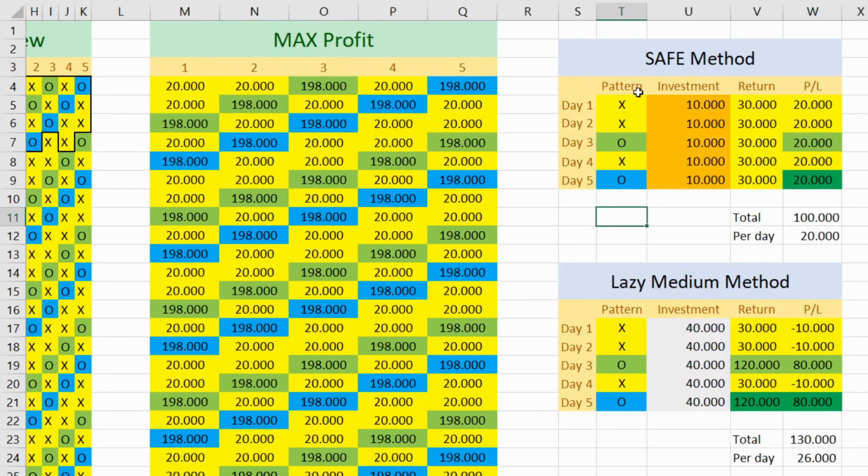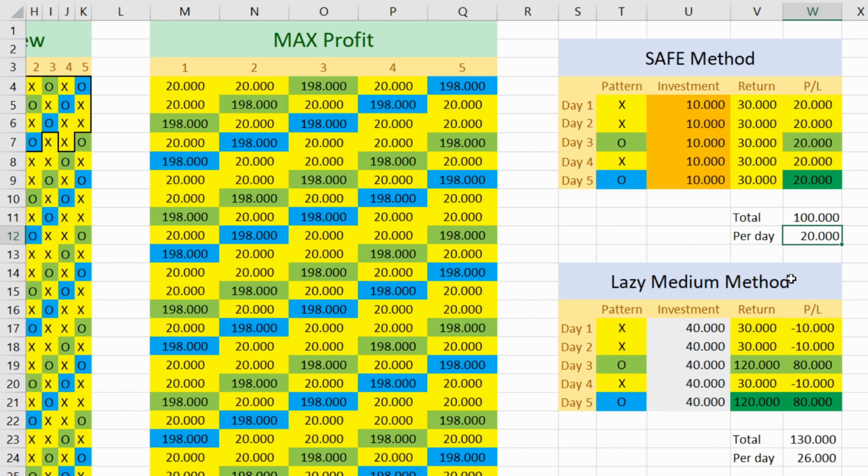Now if you don't want to keep track of the pattern, you can still make some money by investing more than 10k. I can show you right here. So if you do it like this, you invest 10k every day, you get 20k back 100% of the time. You can completely neglect the pattern, so you get 20k per day.